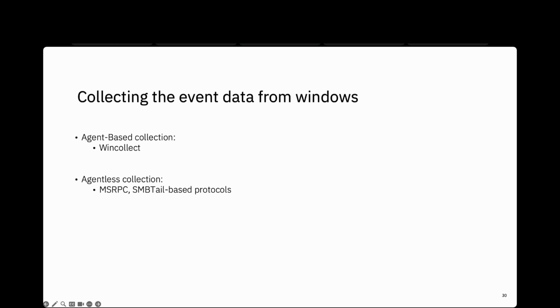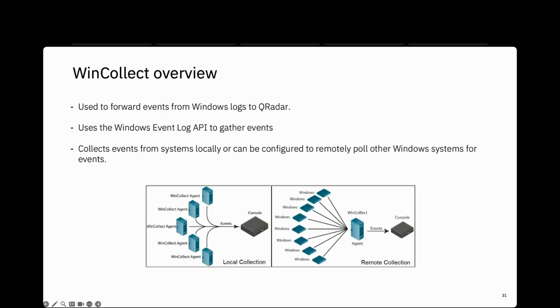One example of agent-based collection is WinCollect, and the other option is agentless collection, where you do not install any agent on the Windows server, but collect the events using protocols like MSRPC, SMBtail, etc. Now let's look at what WinCollect is.